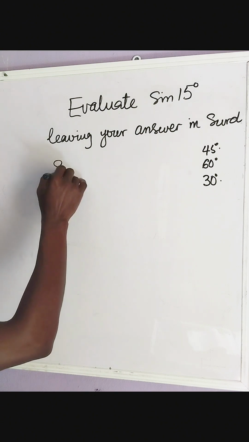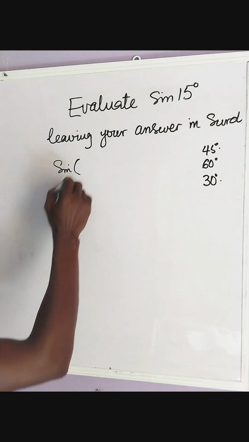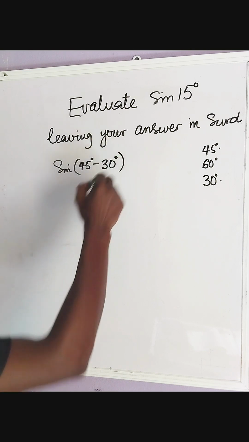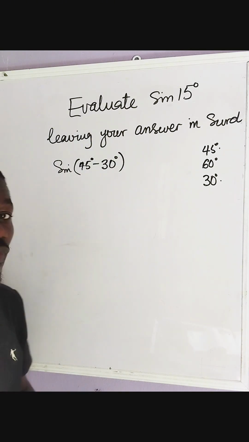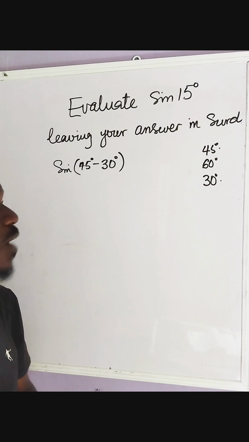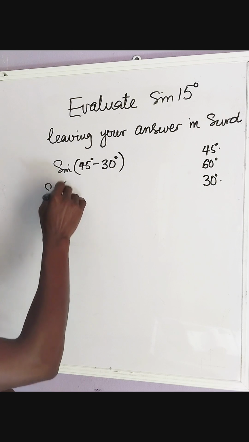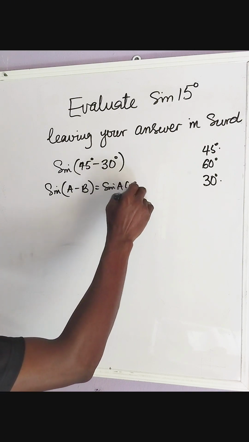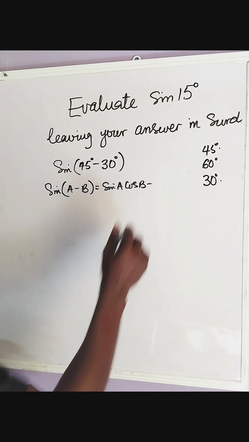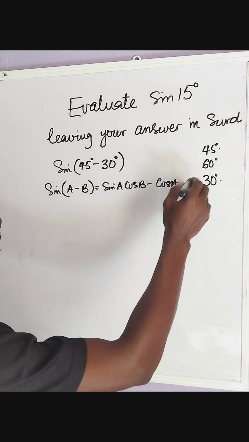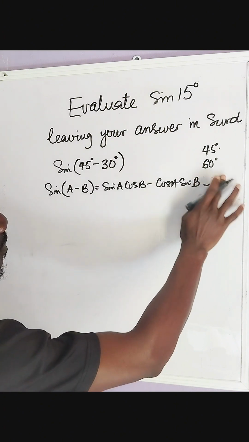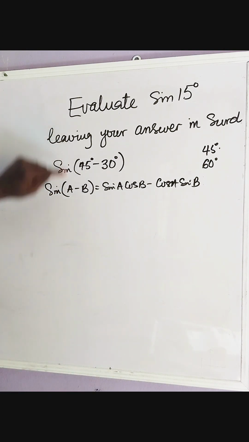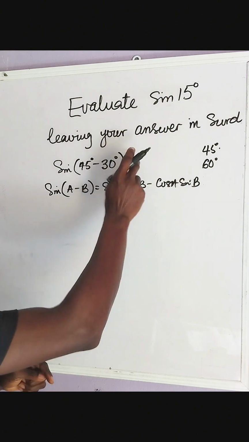So we end up having sine of 45 minus 30 degrees. Now at this point we need to introduce the trigonometry identity. And what does that say? It says if you have sine (A minus B), this will give us sine A cos B, then minus cos A sine B.